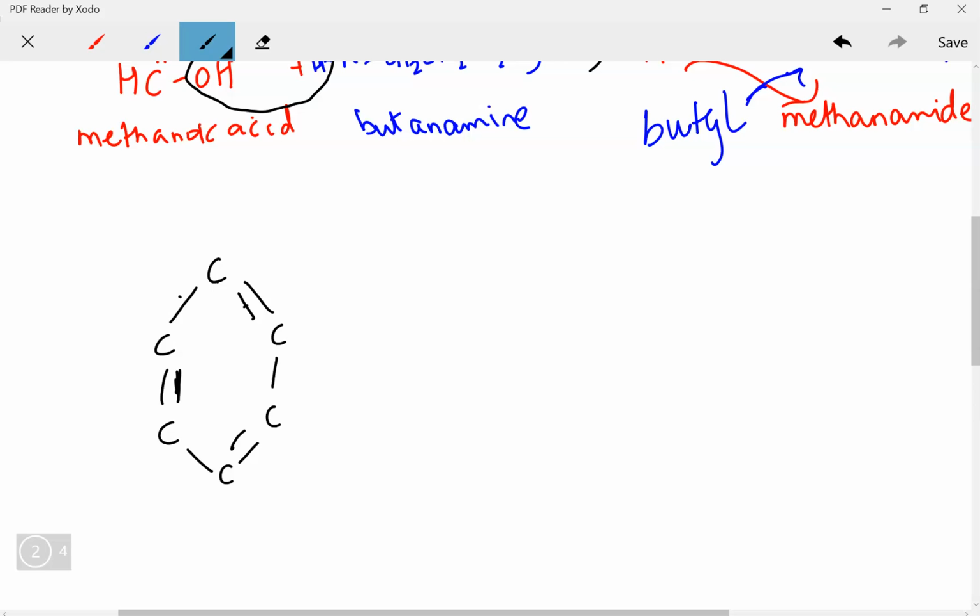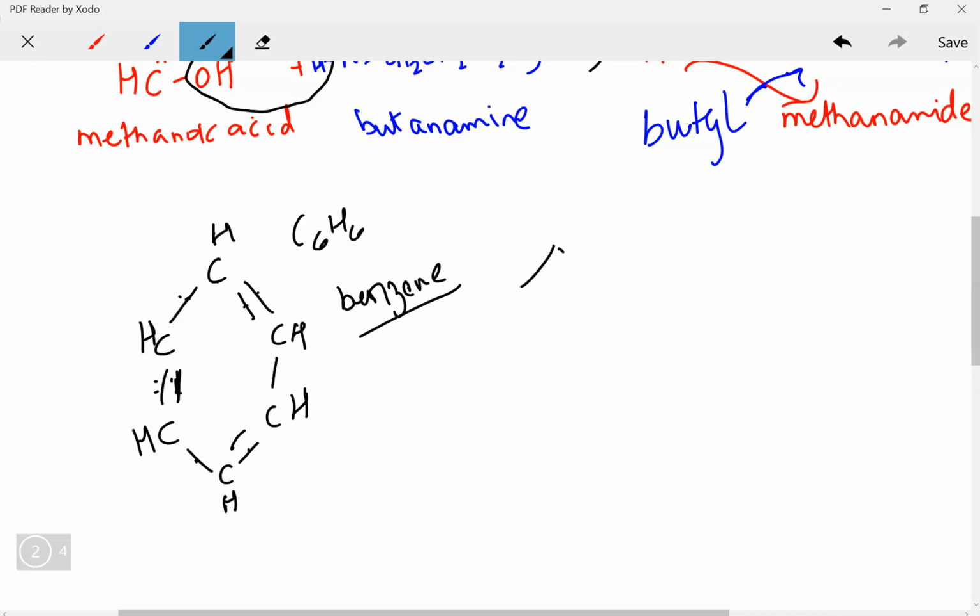So this is a structure, and again, you can count each carbon. This here has 1, 2, 3 bonds, so it has to have 1 hydrogen. And each of the other carbons likewise has 3 bonds and 1 hydrogen, right? So this has 6 carbons and 6 hydrogens. This structure is called benzene.